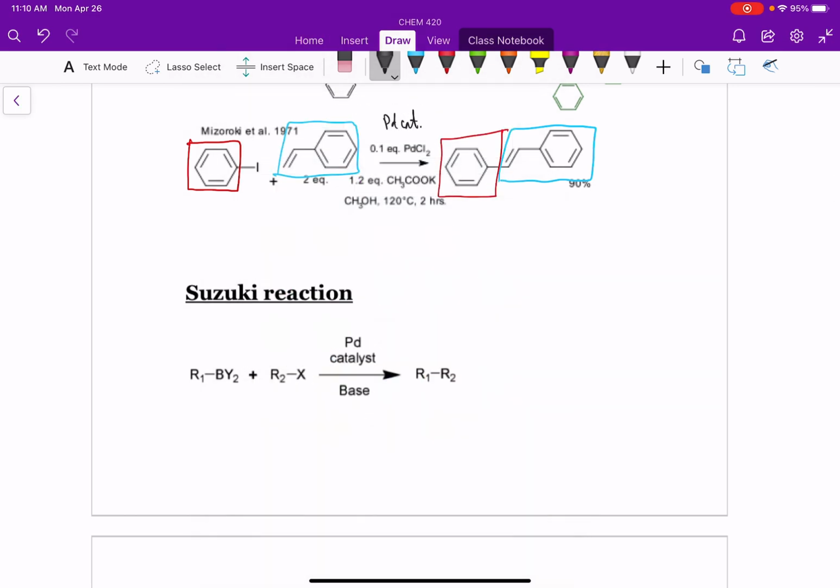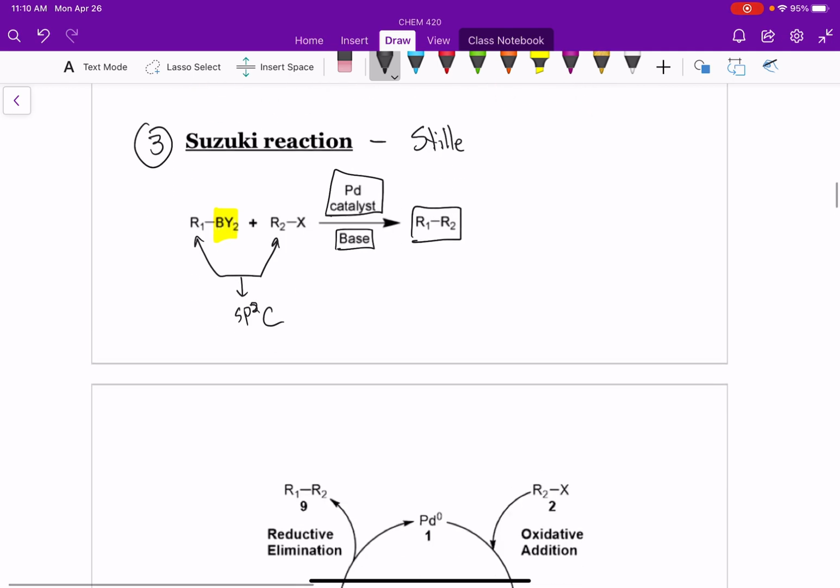All right, the third reaction we want to talk about is the Suzuki coupling, or the Suzuki reaction, very similar to the Stille. But instead of using tin, we're going to be using boron. So very, very similar. Again, R1 and R2 are sp2 hybridized carbons. And again, you simply couple these using a palladium catalyst. And typically in this reaction, you need to use a base, and then we get our coupled product.